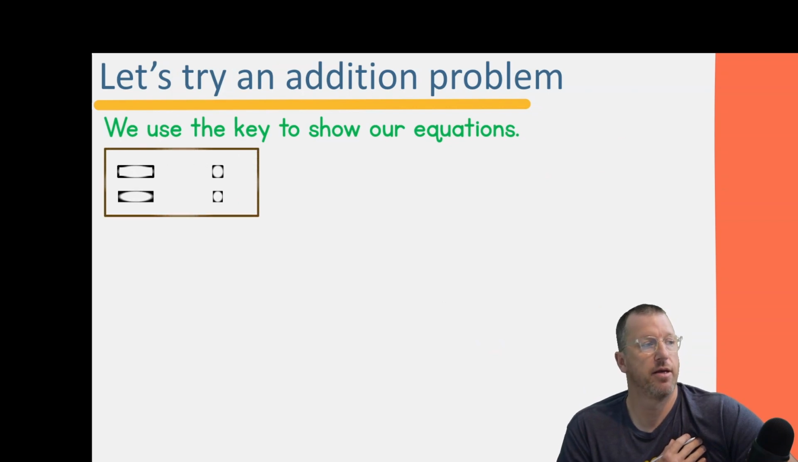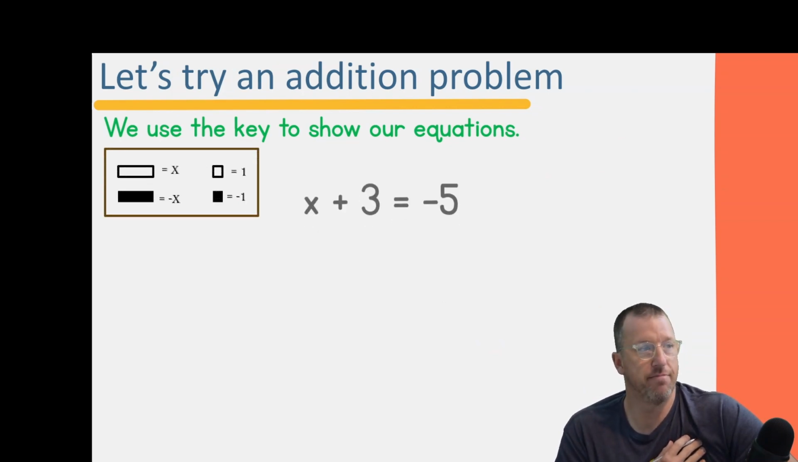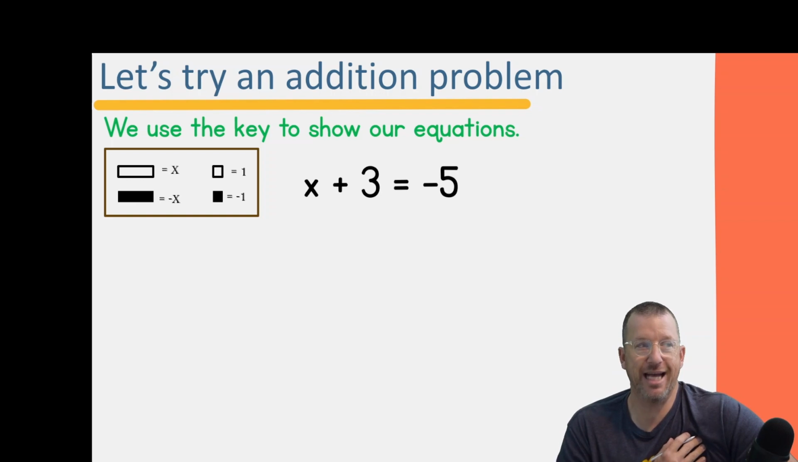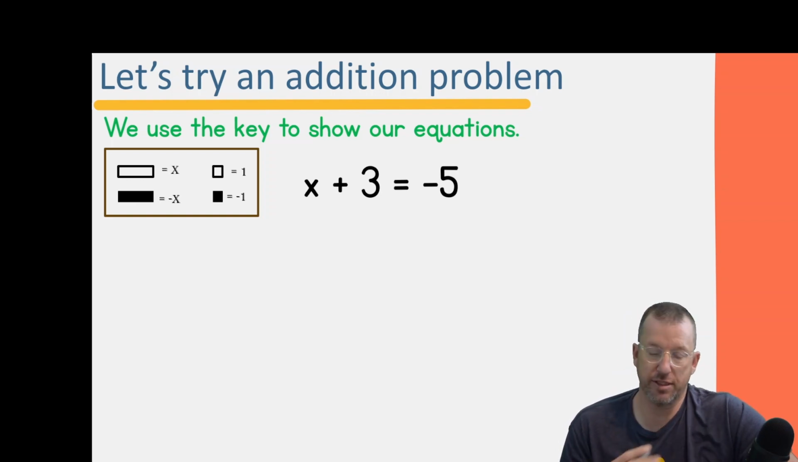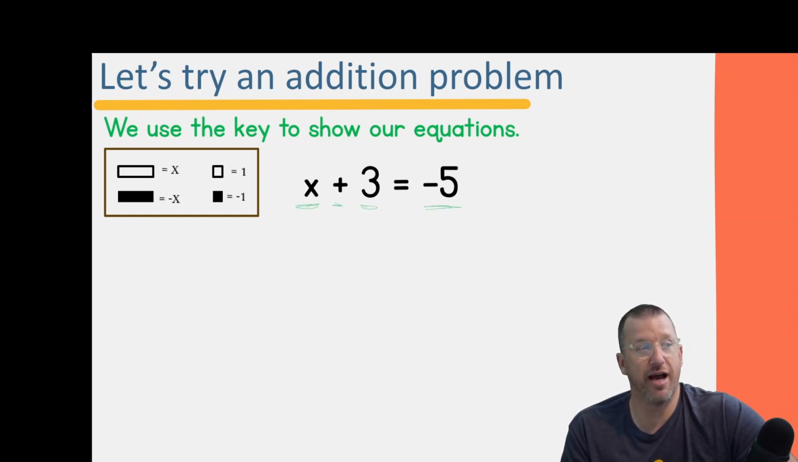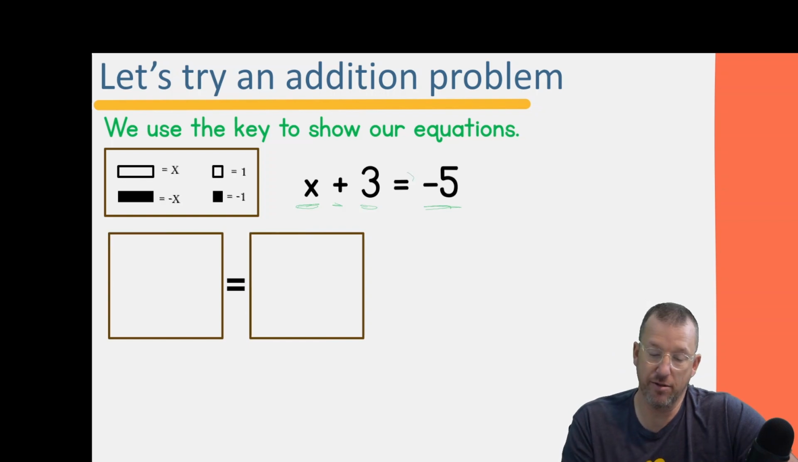So let's say we use this key to model this equation. x plus 3 equals -5. First of all, let's go through and look at it. We have x, that's a positive x. We have plus 3, which means we have 3 positives. And over here we have a -5, which means we have 5 negatives. And in the middle, we have an equal sign.